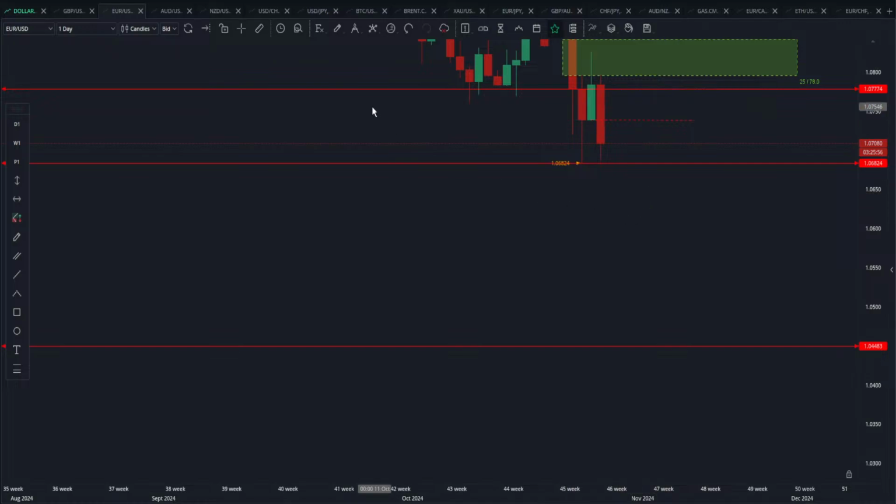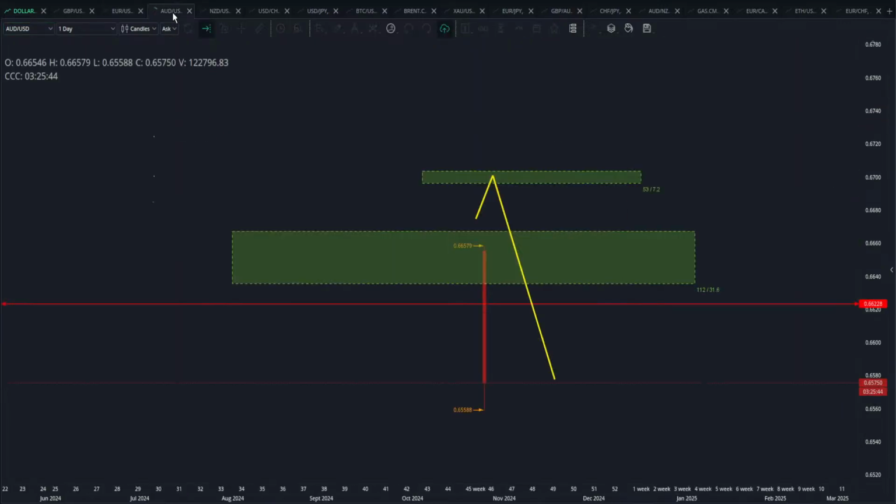So now guys, what is my expectation? My expectation is that price will close somewhere here, will go here, and will get rejected to the downside. This is my expectation. So let us see if that happens or not.